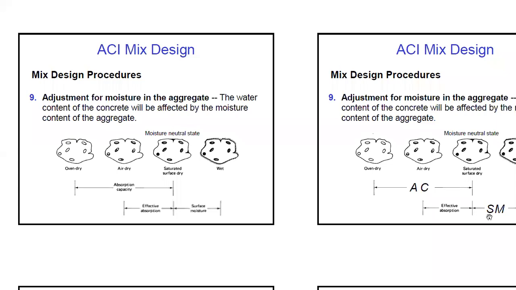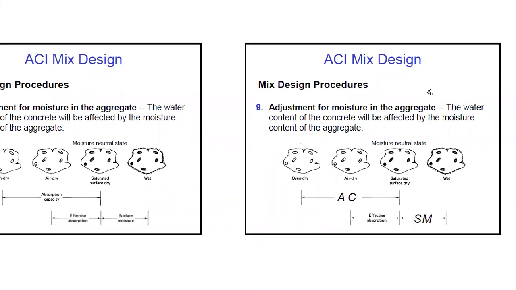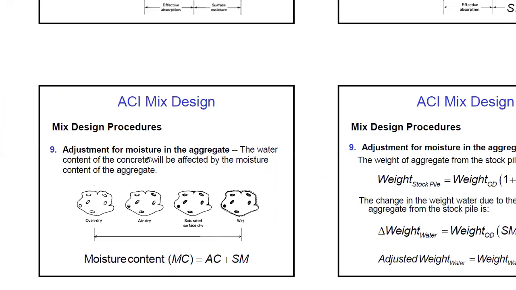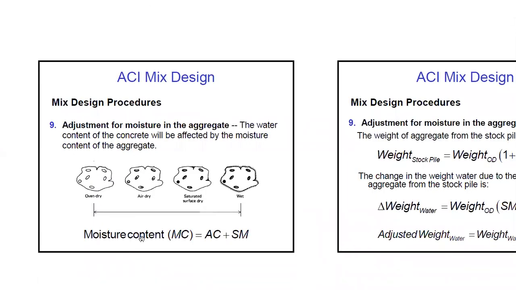Okay. So in other words, this absorption capacity can be named as AC, and the surface moisture can be named as SM. You see? The water content of the concrete will be affected by the moisture content of the aggregate. So we have already discussed this notion. Let's move ahead. Basically, the moisture content MC of the aggregate is equal to absorption capacity plus surface moisture.